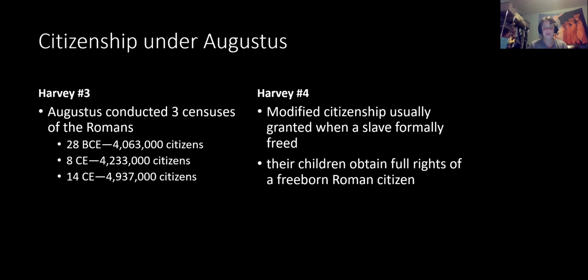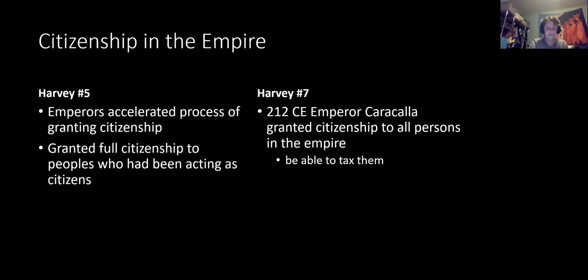And as Harvey selection number 4 shows, through the epitaph of a freed person of the imperial house, freed persons had slightly different citizenship status. They could not vote or hold office, but their offspring could. In the empire, citizenship was granted to even more people. Claudius, in Harvey selection number 5, gave a speech in which he gave citizenship to people who had been acting as citizens but did not legally have the rights of a citizen. This was done as a special favor for their service to the emperor.